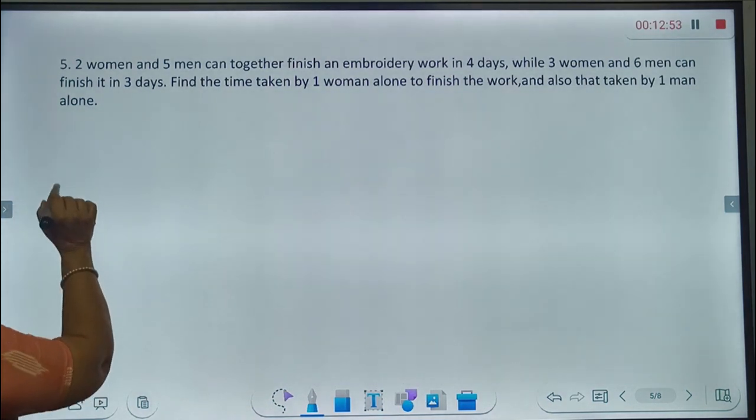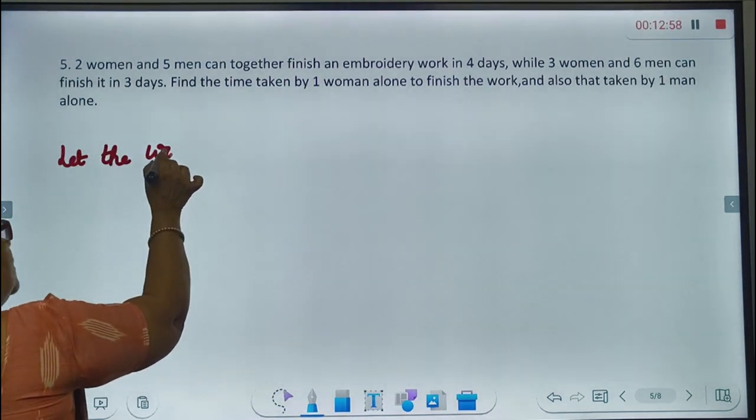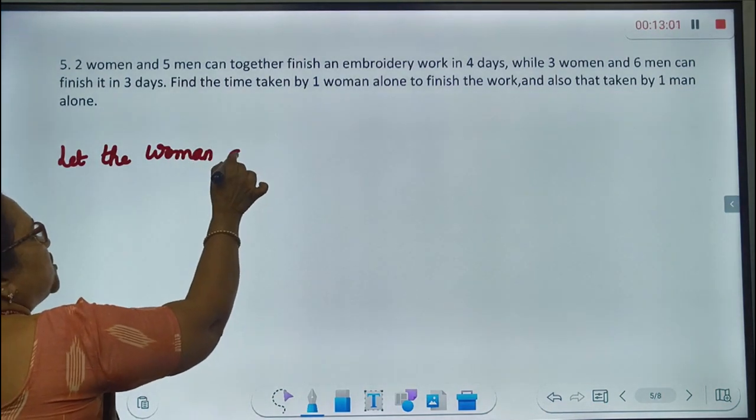Suppose the woman alone is doing the work. Let us assume that the woman will finish it in x days.